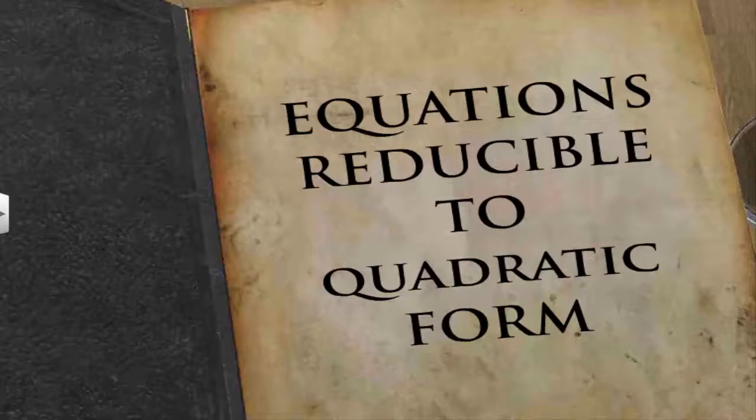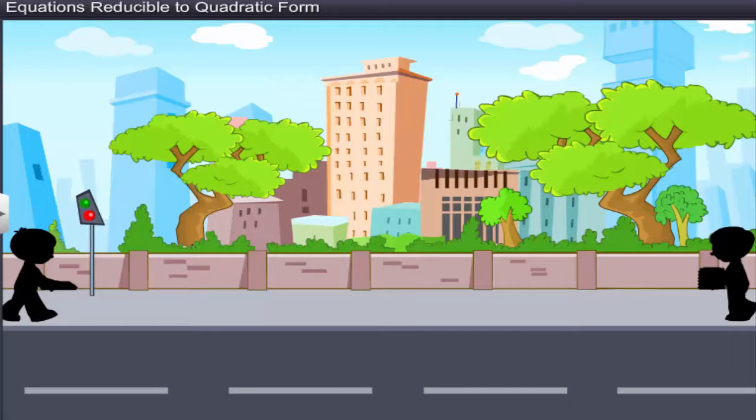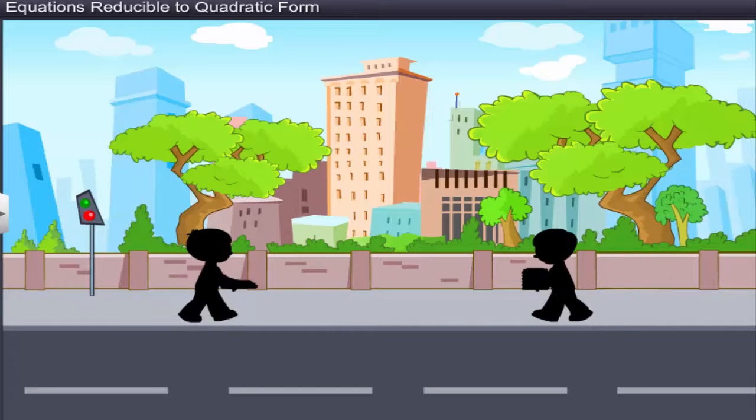In this module, you will learn to solve equations that are not exactly quadratic, but can be reduced to their quadratic forms by a simple substitution procedure. Meet two friends, Chris and John. Chris is carrying a square tray of eggs, while John is carrying a stack of 4 such trays.